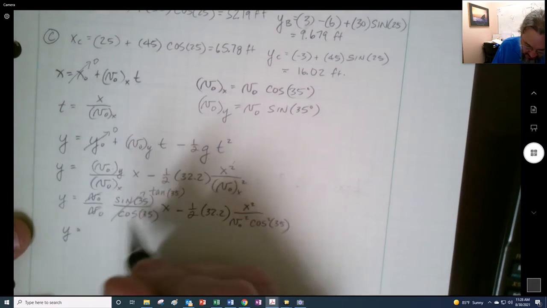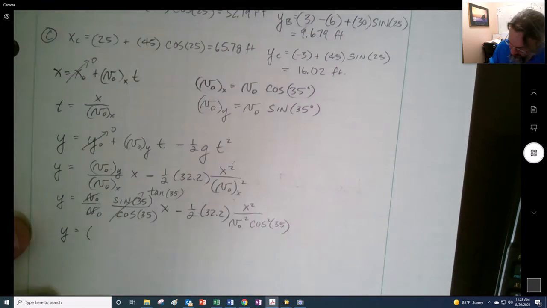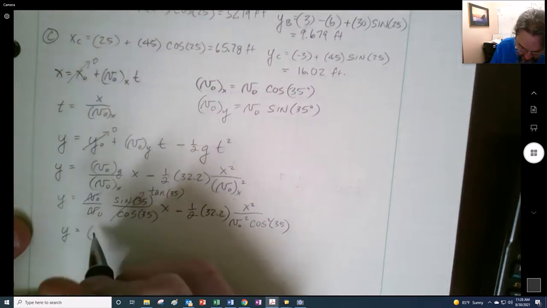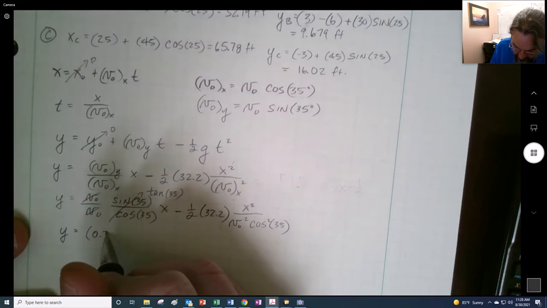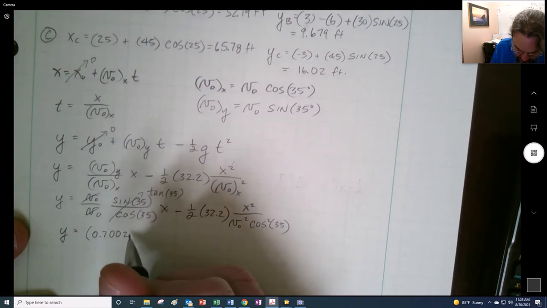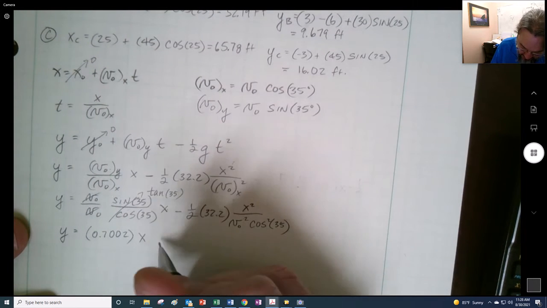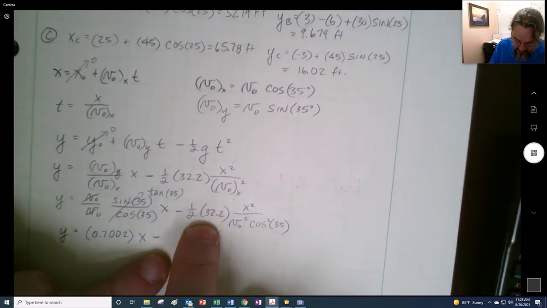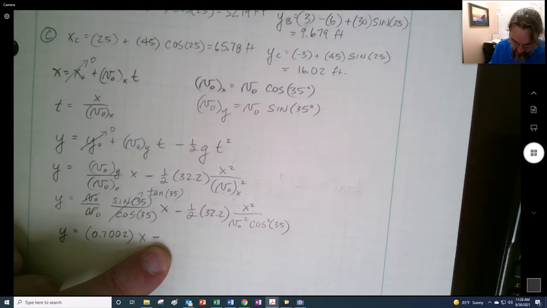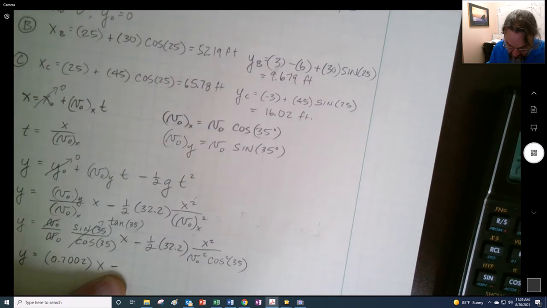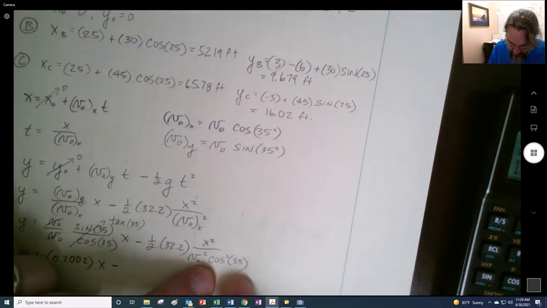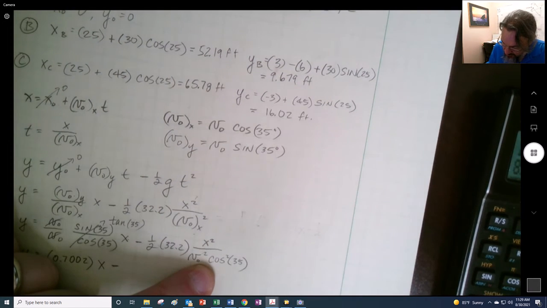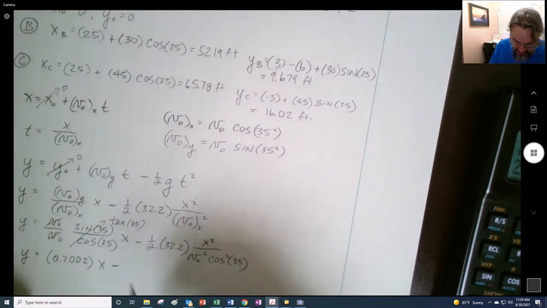So the tangent of 35 is 0.7002 x, and then minus, now I can go ahead and write in here 32.2 divided by 2 and divided by the cosine 35 squared, I get 23.99.